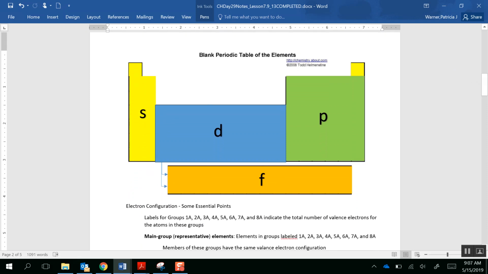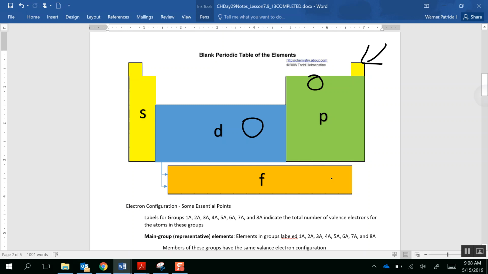You should have on your notes a blank periodic table. What I did here is I colored in the blocks. The yellow represents the s block, and notice that helium over here is part of that s block. That means if your element is located there, your valence electrons will be found in those blocks. For example, the last electrons added to carbon, which was up here, would be in the p block, and that's what we saw on that orbital box diagram. Elements down here would be in the d block, and then here would be the f block.